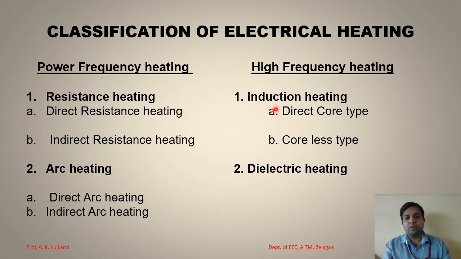The second form of electrical heating is high frequency heating. In this we have induction heating and dielectric heating. In induction heating we have core type and coreless type heating. So these are the various types of electrical heating. One by one we are going to study all these heating types in detail. Okay, so let us start with resistance heating.